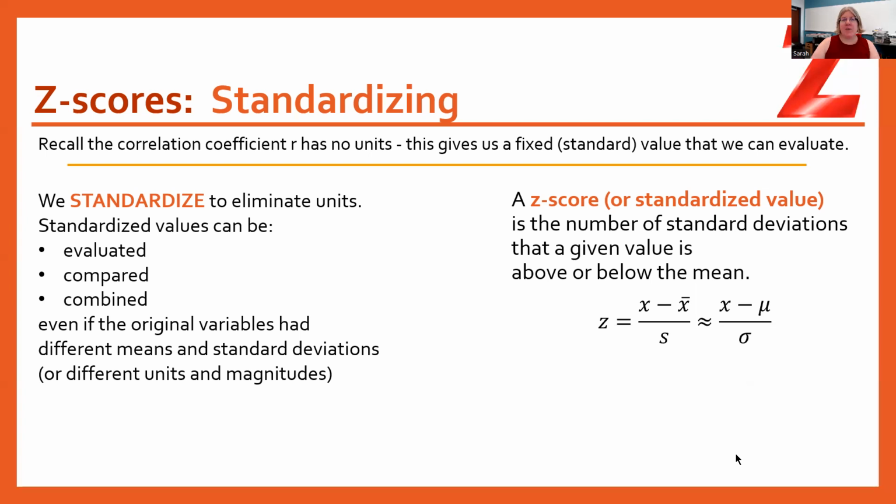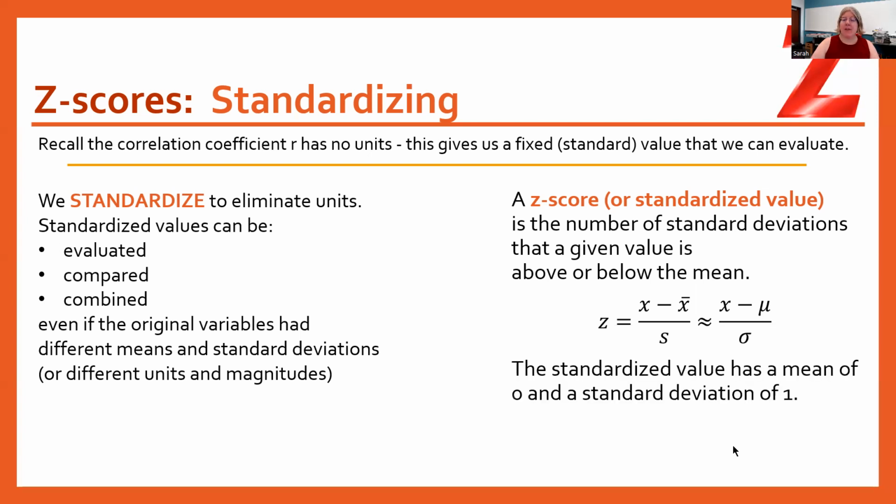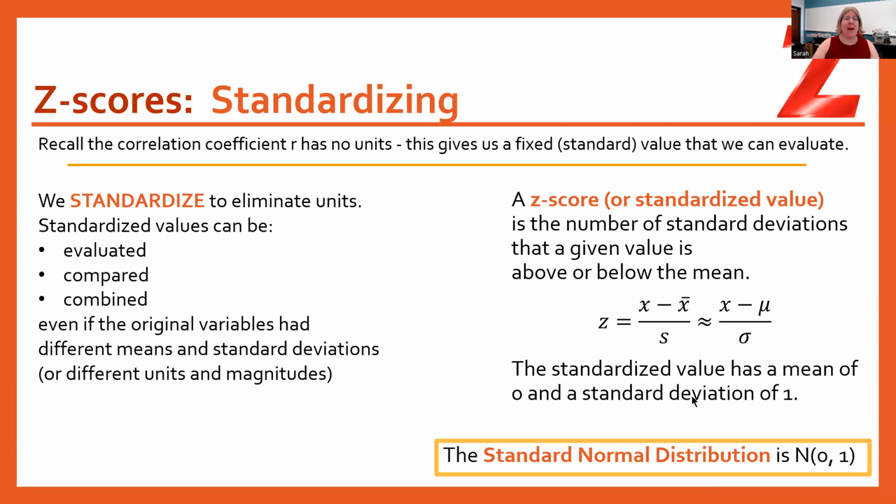This standardized value is based on a normal distribution that has a mean of 0 and a standard deviation of 1. And if you look the next time you open the Rossman Chance app, you'll notice that's what it defaults to. It defaults to being centered at 0 with a standard deviation of 1, to match the z-score idea. Because that's such an important idea, it has a special name. This is the only normal distribution with a special name, and it's called the standard normal distribution. You write that with a capital N and then 0, comma 1.